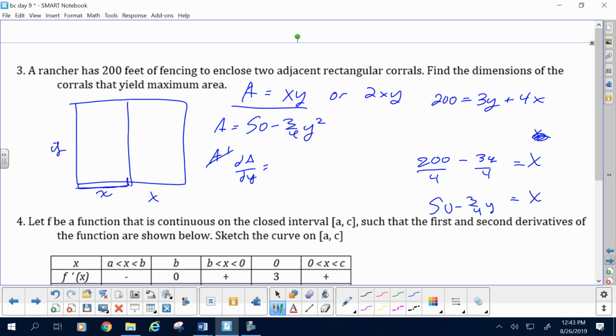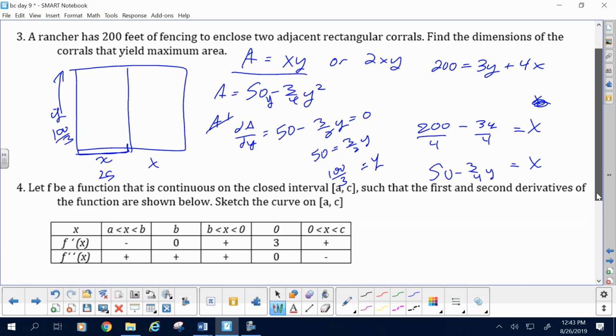All right, I guess I'll just continue on. Did you get 50 minus 3/2 y for a derivative, and 50 equals 3/2 y, so y is 100/3? Did you get the long side is 100/3? Yes. And what does that leave for the other side? 25 for each x. Okay, and I didn't check that that's a maximum, but I could prove it.